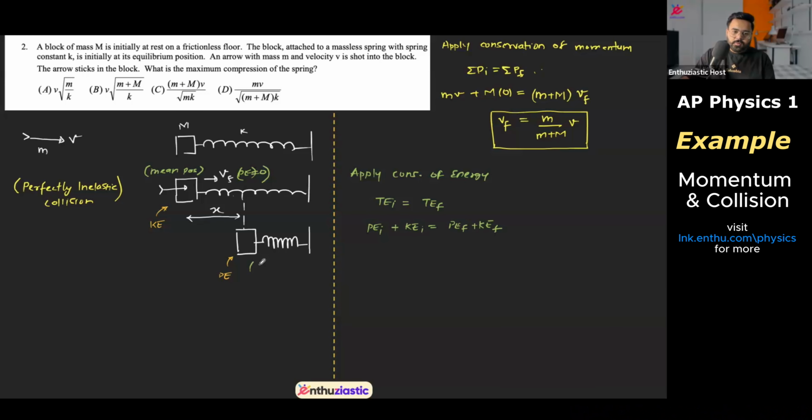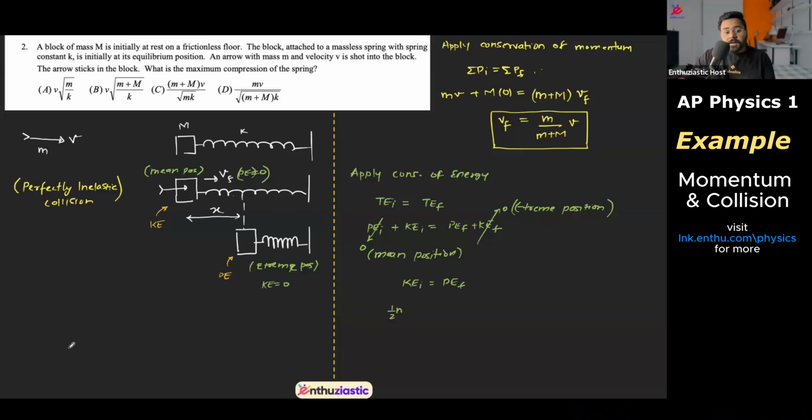At the final position, it is at the extreme position, so kinetic energy is 0. So initially potential energy is 0, and kinetic energy is 0 at the final point. Why? Because extreme position. And why this? Because mean position. So total kinetic energy initial is equal to potential energy final, which becomes half m.